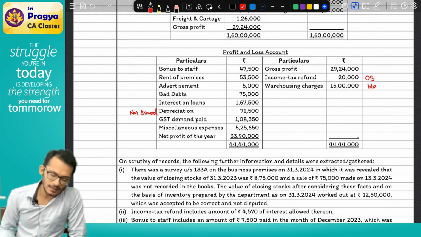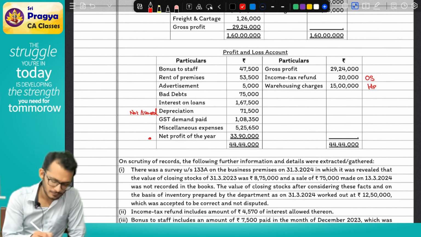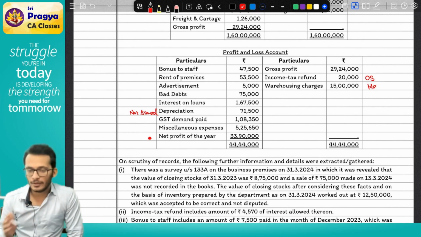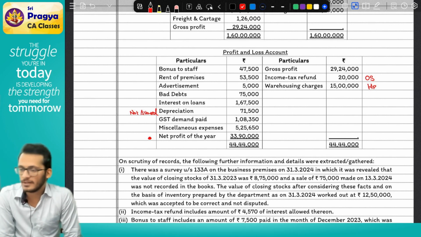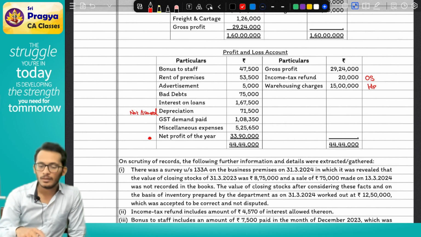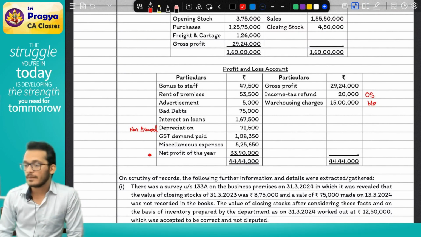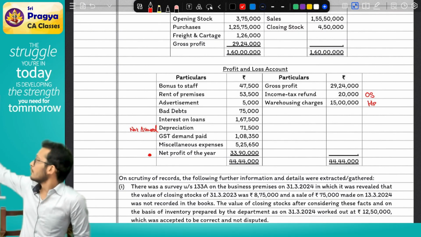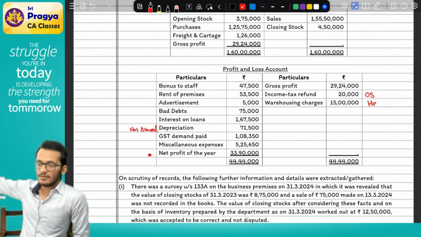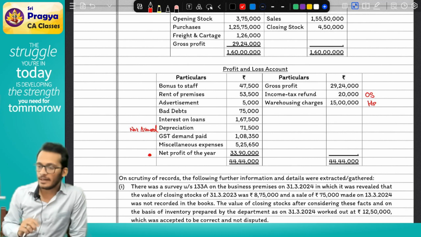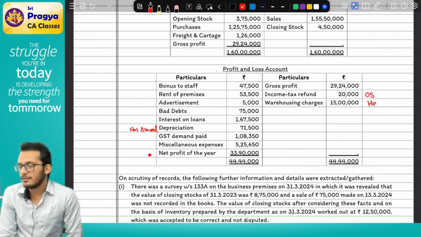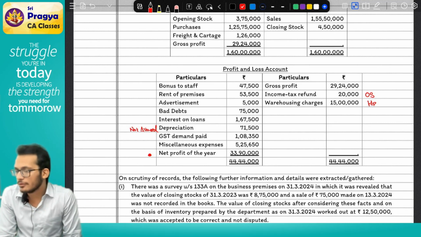This is your starting point. It's not a balancing figure. You will start your PGBP from net profit. Now, with this itself, you know the moment you start with net profit, you need to remove 2 items, which is income tax refund and warehousing, and you need to add depreciation. Yes or no? This is how you approach a question.